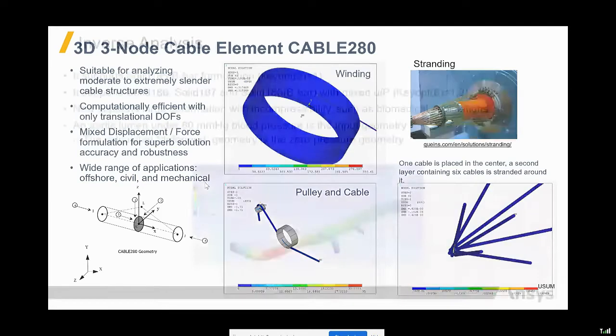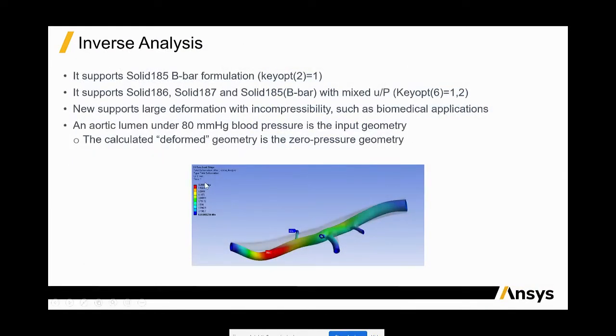Oops, I'm clicking on the video, so it's not changing. So inverse analysis is what we used to call back in the day hot to cold. So the idea of an inverse analysis is, if this is the final shape, I want to find out what an initial shape needs to be so that when I apply my loads and boundary conditions, it distorts into my goal shape. And it's been around for a little while, and they've added some new capabilities. It supports the SOLID185 B-bar formulation, as well as the 186, 187, and 185 B-bar, and with mixed U-P.